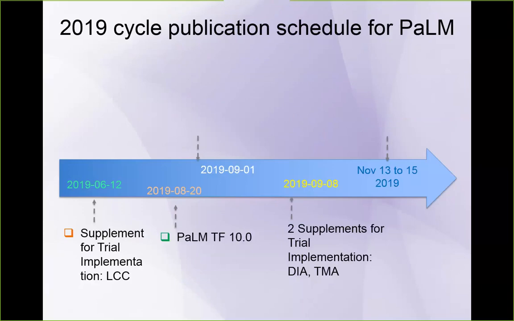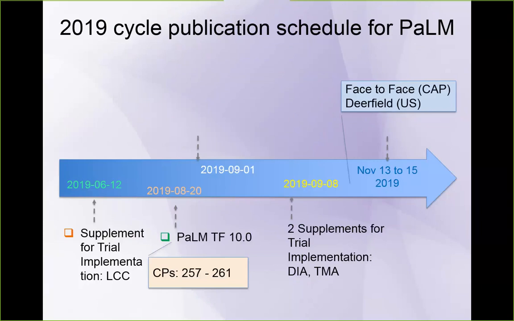Okay, so here's our publication cycle. We published the LCC, the Laboratory Clinical Communications, in June of this year. So it'll be available for Connectathon going forward. We just published the PaLM technical framework 2 days ago. We're planning on publishing a digital pathology white paper soonish, and Dr. Dash is going to talk more about that potentially. And then we are planning on trial supplement publications of 2 of them rather shortly as well, one for digital image acquisition and one for the transfusion medicine administration. We'll have our face-to-face meeting in November. Next slide.